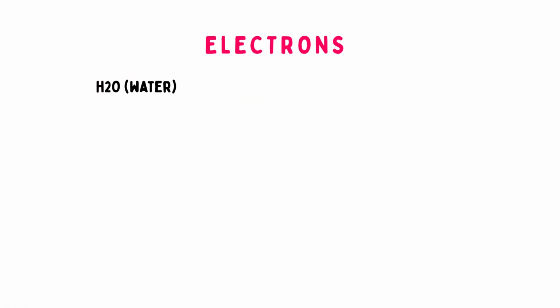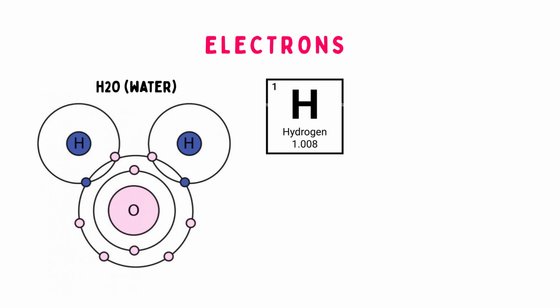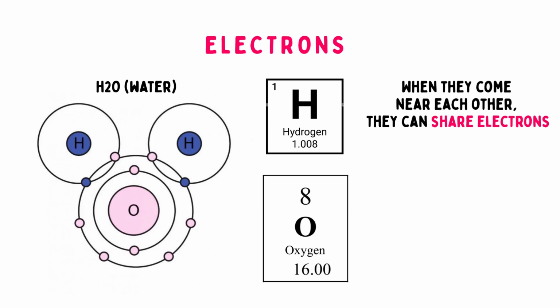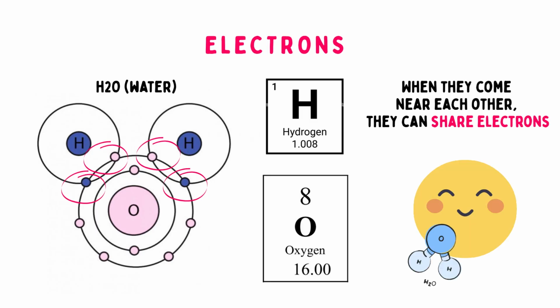Let's look at an example. Water, H2O. A hydrogen atom has 1 valence electron, but its shell wants 2. An oxygen atom has 6 valence electrons, but its shell wants 8. So, each hydrogen needs 1 more electron. Oxygen needs 2 more electrons. When they come near each other, they can share electrons. Oxygen shares 1 electron with each hydrogen, and each hydrogen shares 1 with oxygen. This sharing allows hydrogen to feel like it has 2 electrons, oxygen to feel like it has 8 electrons. Now all the atoms are more stable, so they stay bonded together as a water molecule.